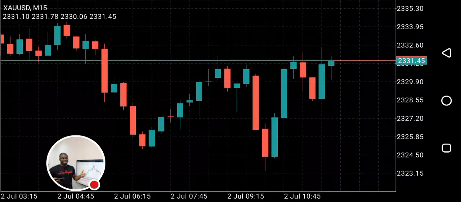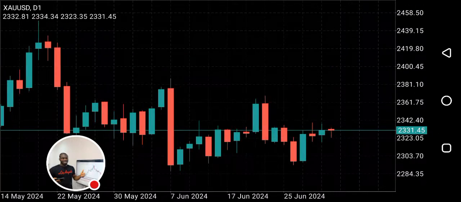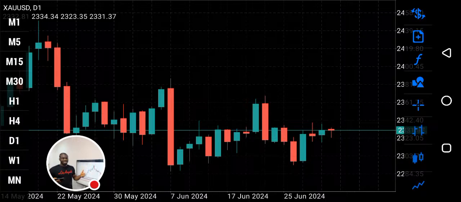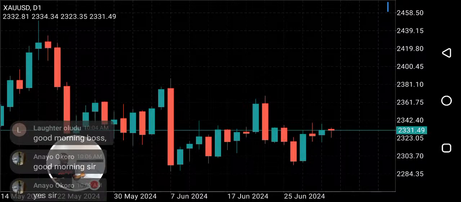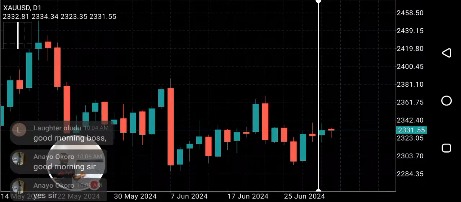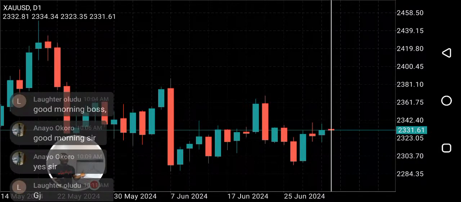Okay, so let's start with the daily time frame. Let's see how yesterday's candle closed. Yesterday's candle closed looking like a spinning top. As you can see, it's an indecision candle. So let's go down to 4 hour.